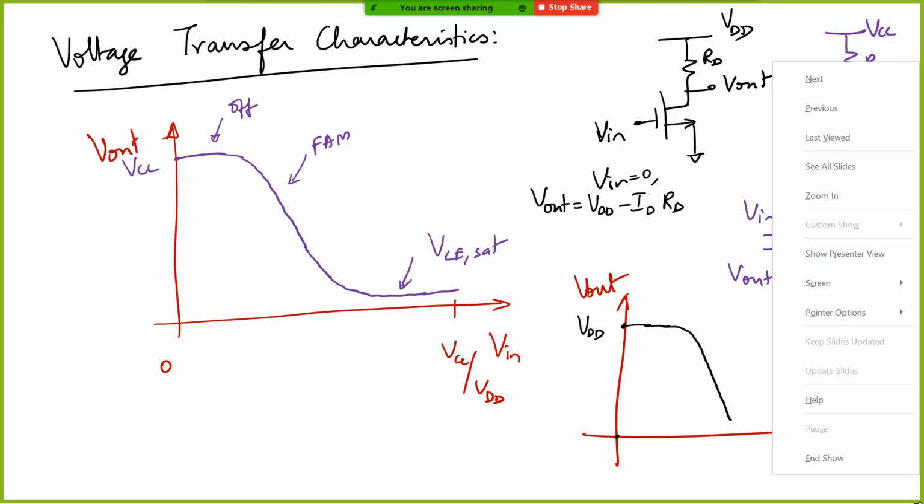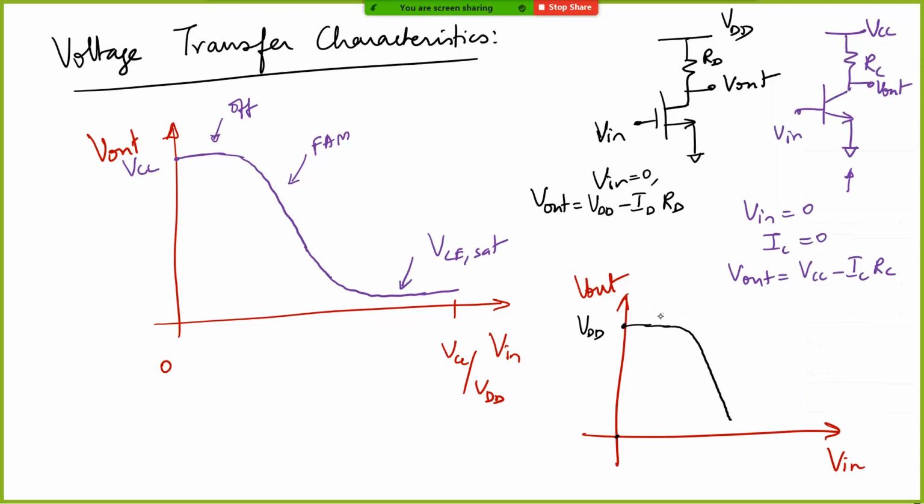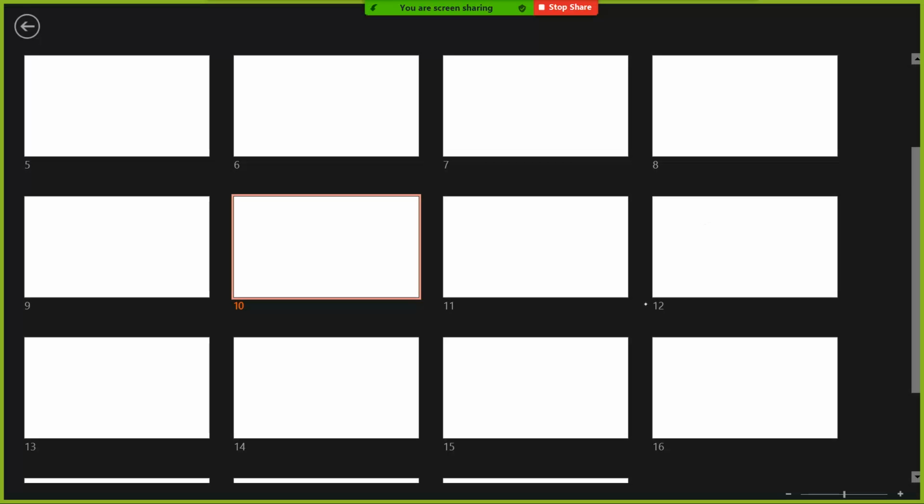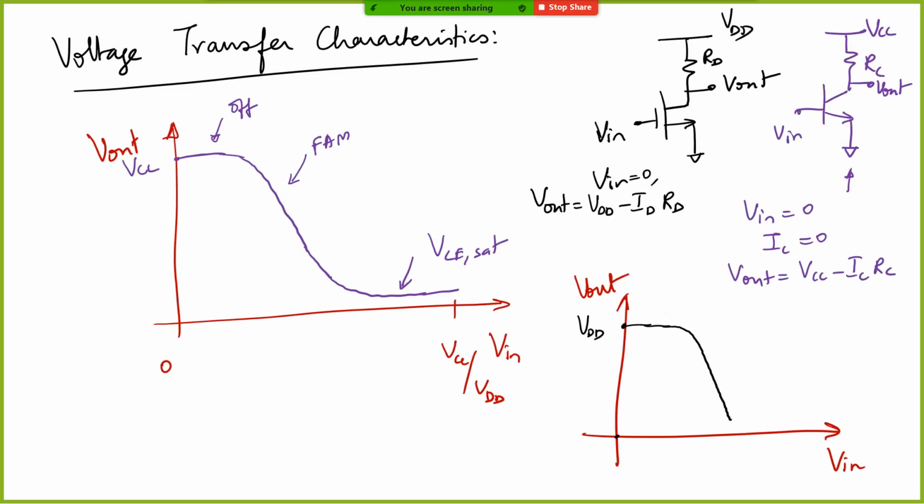It will enter saturation mode. No. So here it is in cutoff. So here it is in saturation, right? This is the saturation where Vin is small and VDS is greater than VGS minus VTH, because Vin is small and you have a very large VDS. Okay.